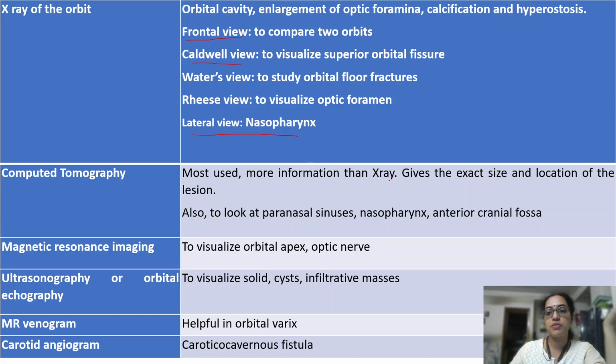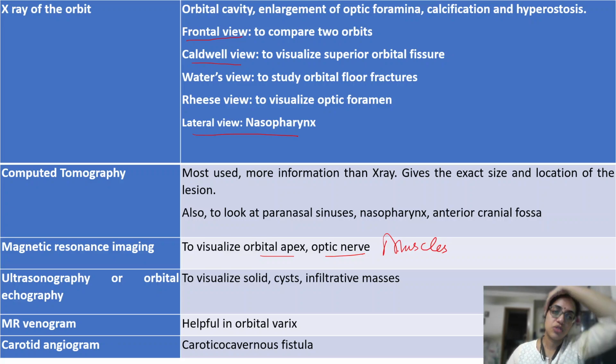It gives more information than X-ray. It gives the exact size and location of the lesion. Also, you get to look at the neighboring structures like the nasopharynx, the paranasal sinuses, anterior cranial fossa, and the rest of the skull also. Magnetic resonance imaging (MRI) is the best to study soft tissue. So, orbital apex or optic nerve, extraocular muscles are best studied using MRI.